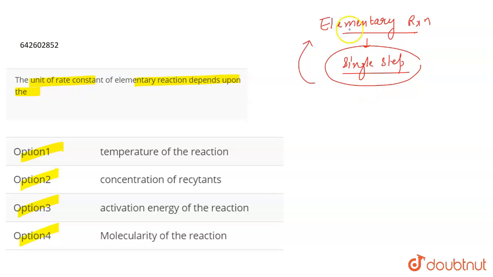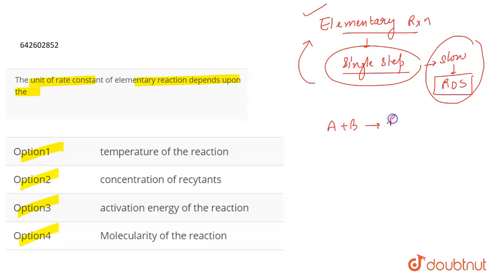For example, if in a reaction you have a single step reaction which is a slow reaction, that slow reaction is going to be the rate determining step. This is the case if you have a series of reactions. If you have a single elementary reaction, for example, A plus B giving products, this is one elementary reaction that you have. Now, for an elementary reaction, the order is equal to the molecularity.